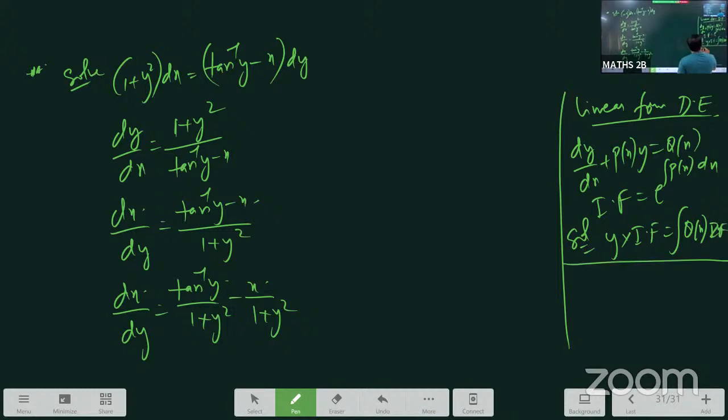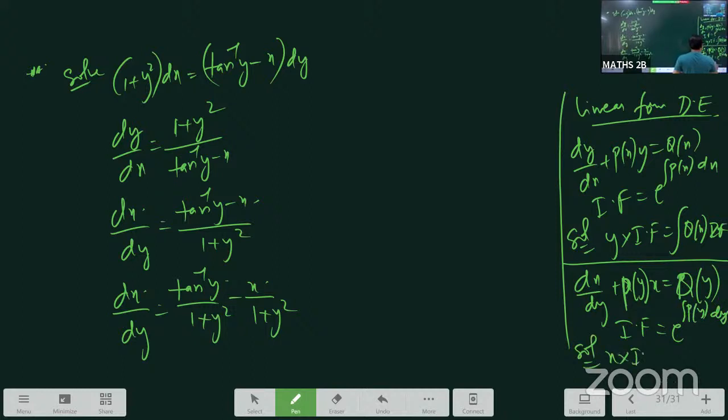What is the other one? dx by dy plus p of y into x equals q of y. We take this as p of y and this is q of y. Is it clear? Now your integrating factor will be e to the power integral of p of y dy, and the solution will be x into integrating factor equals integral of q of y into integrating factor. Already I told you this in your last class itself.